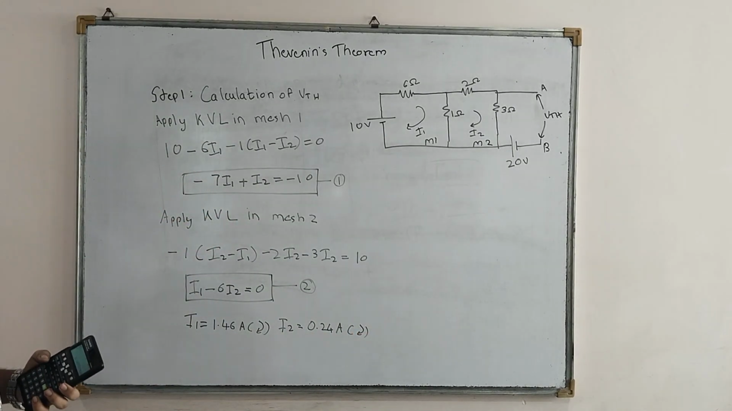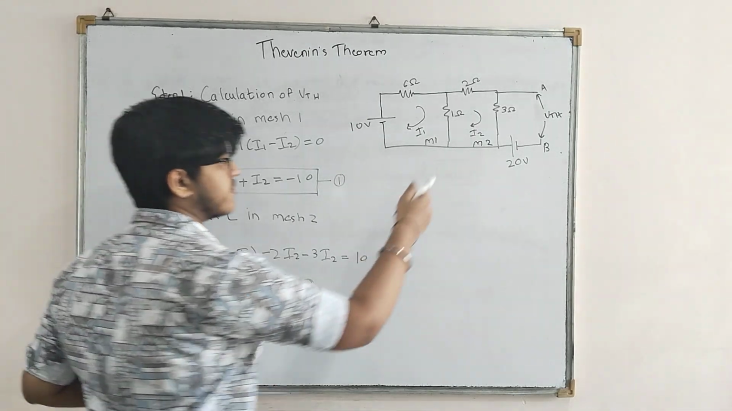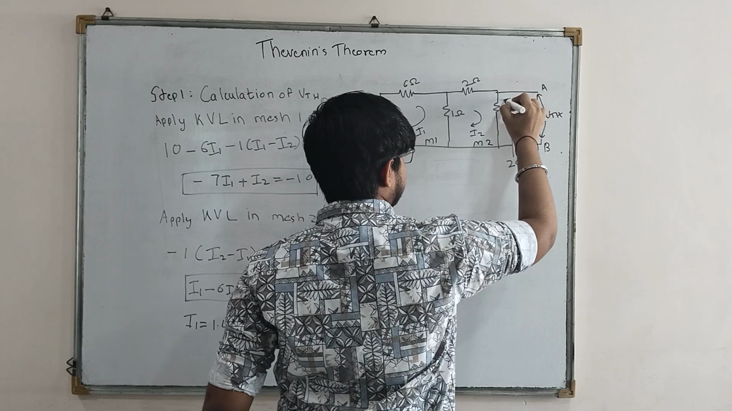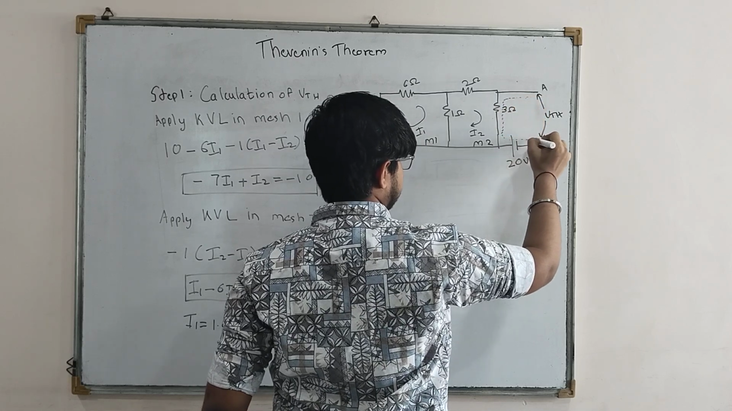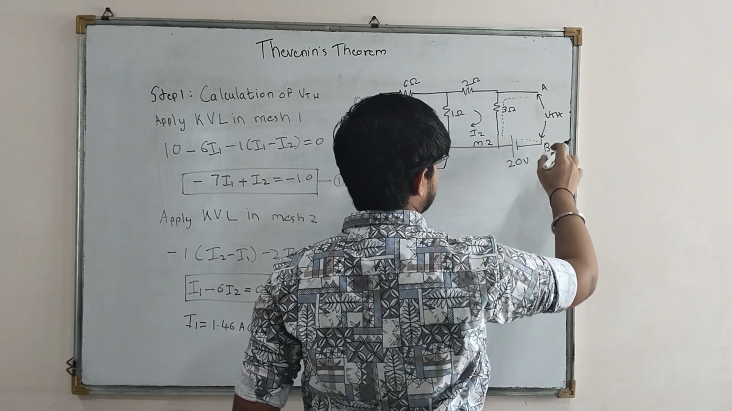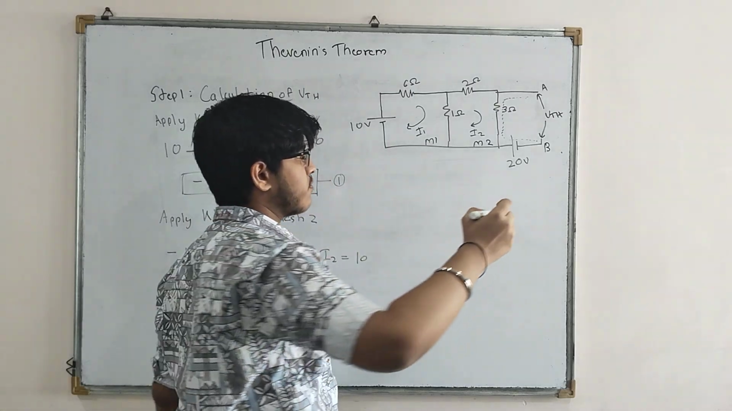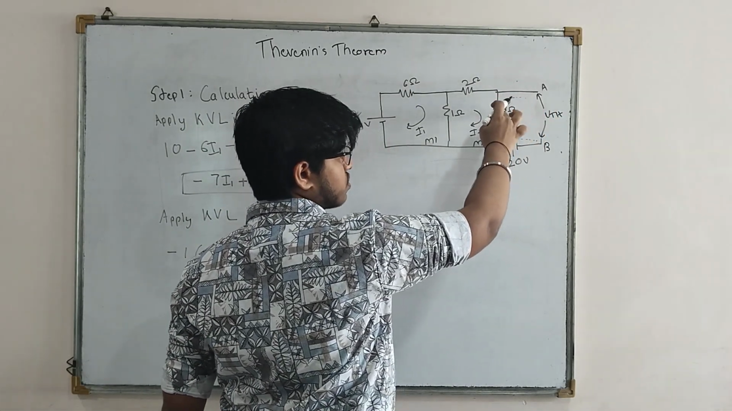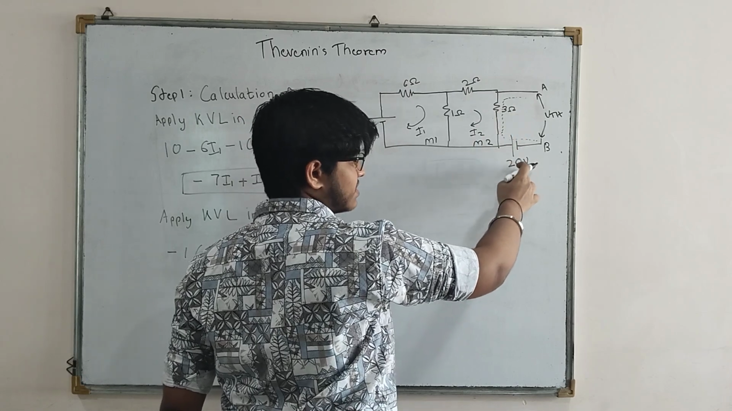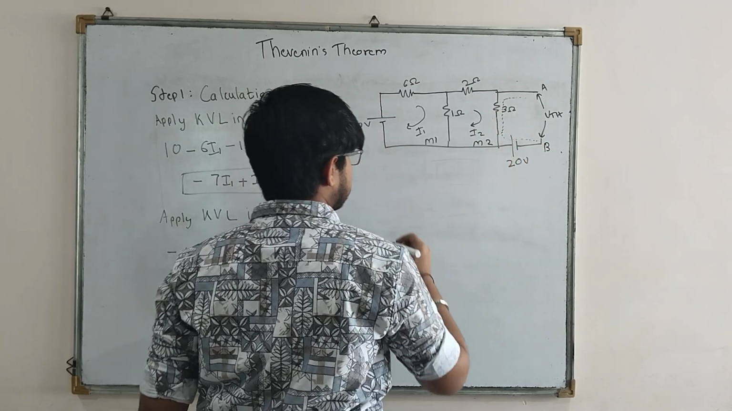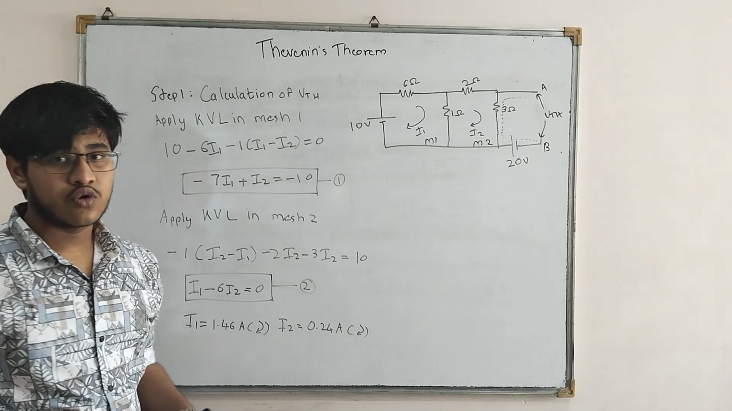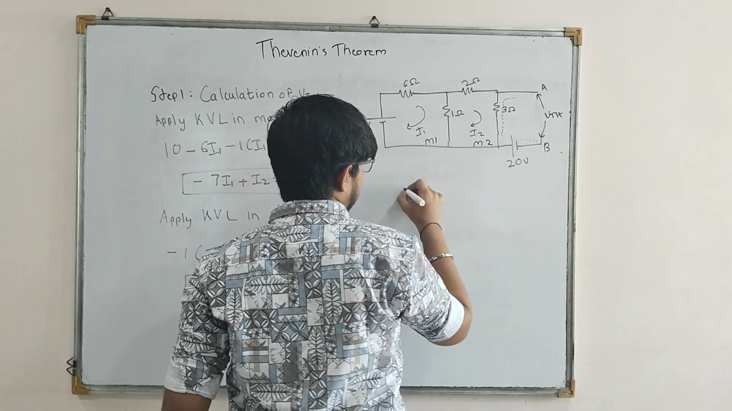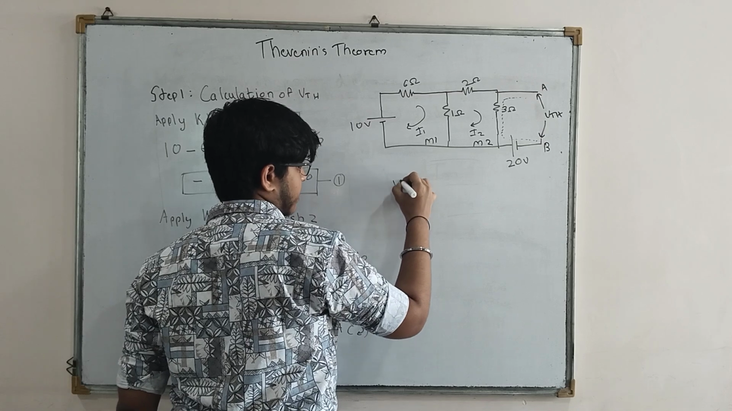Okay, so now coming back to the question, we need to find VTH. So now we will apply KVL in this branch from A to B. So let us consider our direction of motion as we are moving from this point to this point, then we are passing through 3 ohm, then 20 volts, and then again to B point. So let us apply. This is the most crucial step in this theorem. Okay, I will write it. Please note it side by side.